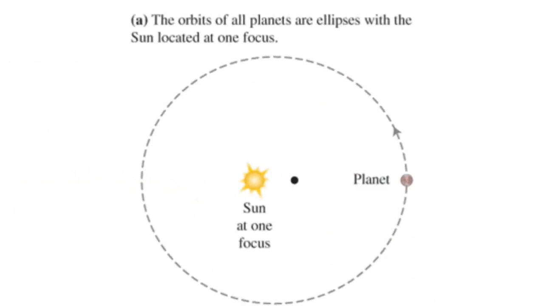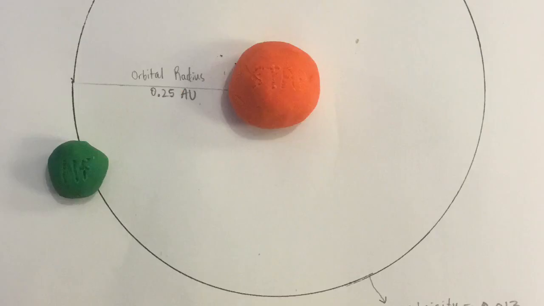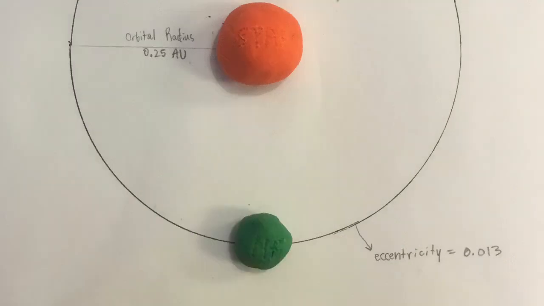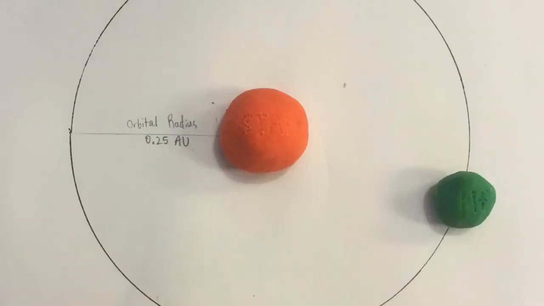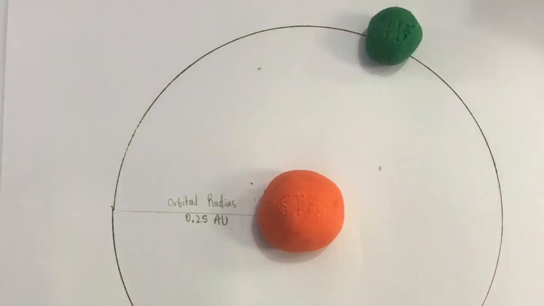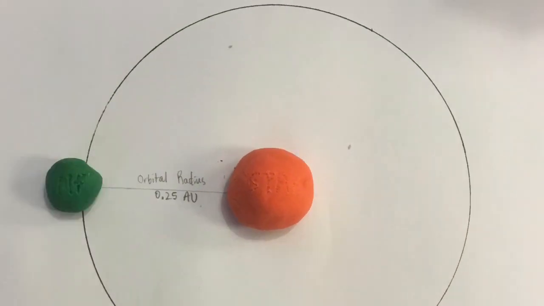First, we will examine Kepler's first law of planetary motion. Here we are able to see that Kepler-11f has an elliptical orbit with the Sun located at one of the ellipse's foci, and it is very close to circular with an eccentricity of 0.013.